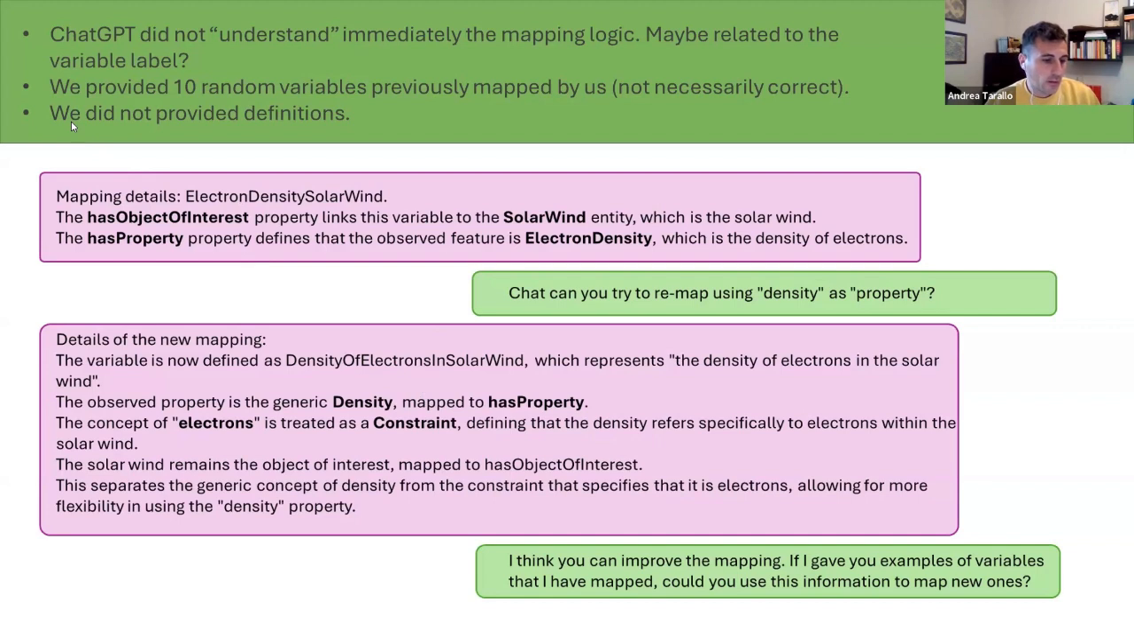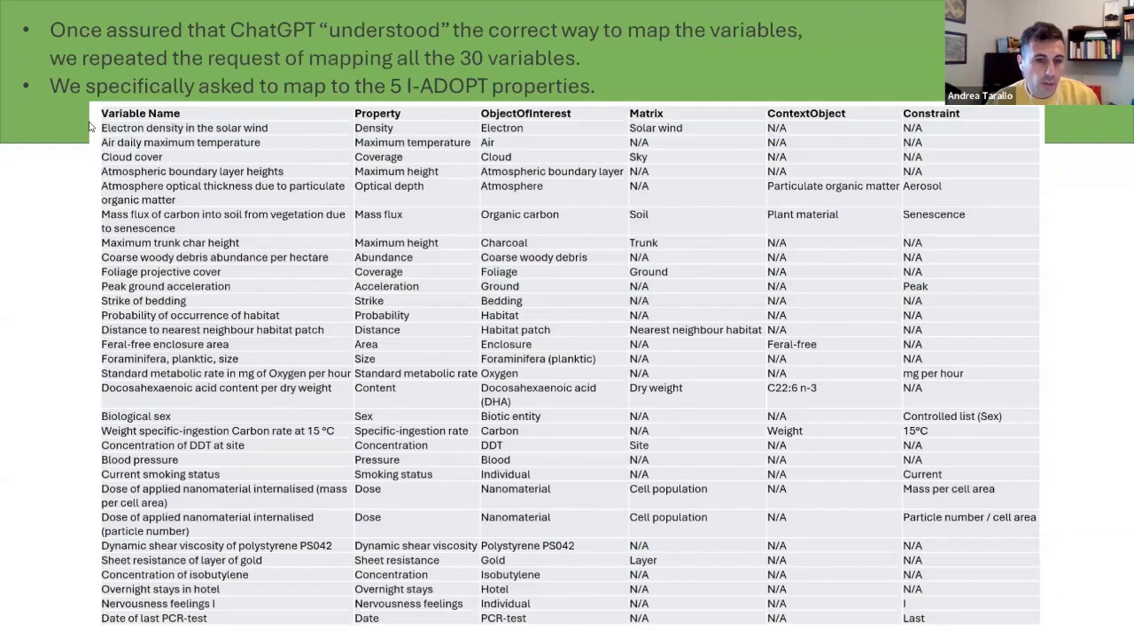Another thing is that we did not provide it the definition, which, as was said earlier, can be an important part to better understand the context of the variable. So at this point, we asked ChatGPT to map all 30 variables, including those we had already provided. And these are the results that we obtained, after just a few seconds of interaction, which is undoubtedly the advantage of using such tools.